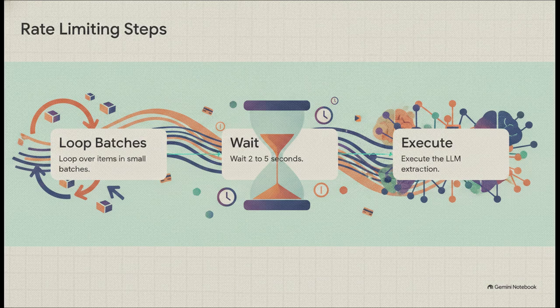Basically, you pass the data through a loop node, set it to process maybe just 10 items at a time, throw in a wait node to pause for a couple of seconds, and then execute the API call. It's such a fundamental data engineering practice, but it saves your credits and keeps everything running perfectly smoothly.